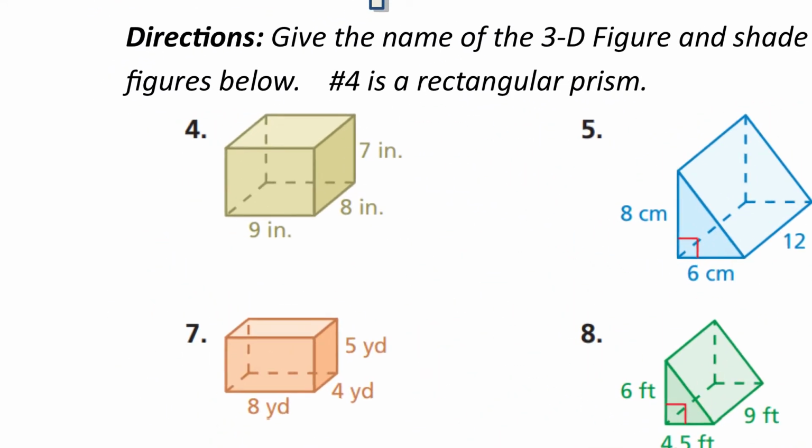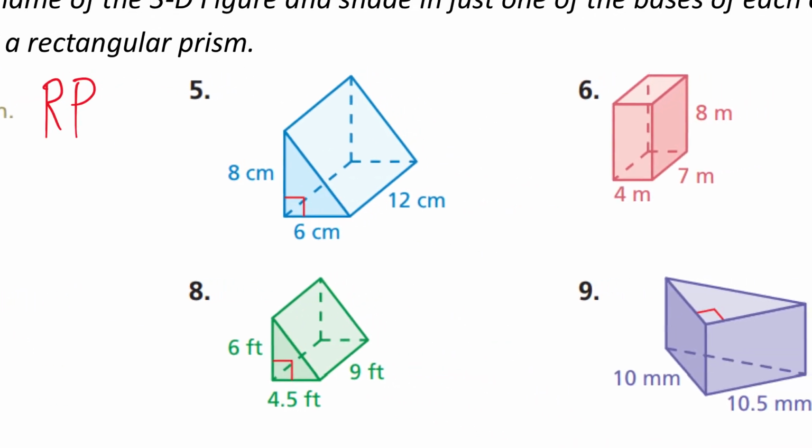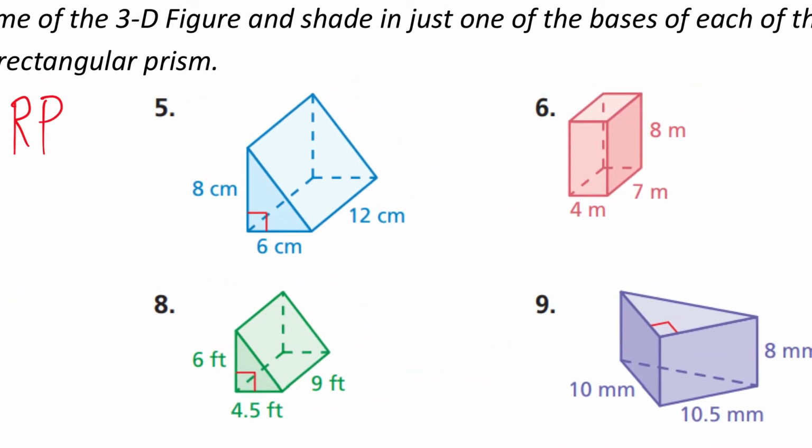On this first one, what is this? Okay, this is a rectangular prism, and I told you to shade in one base. I'm going to go ahead and shade in both, so that right there and that right there would be the base. Okay, number 5, what is this?